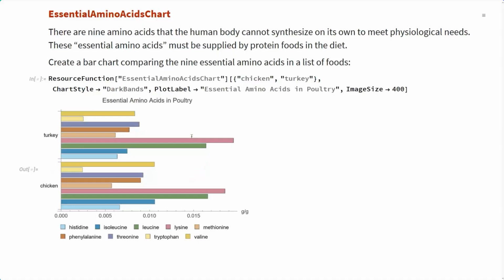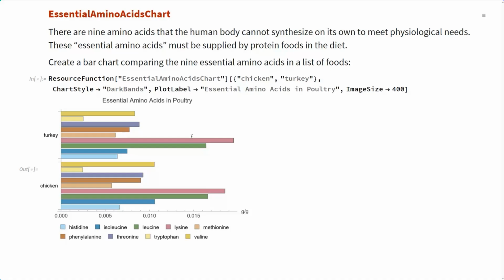Of those 20 amino acids, there are 9 that our body cannot synthesize on its own. And we need those amino acids for our physiological needs. These are called essential amino acids, and that's because they must be supplied by those protein foods in our diet. So they're essential to our diet, right? And so we've also created a resource function here where you can just pull the essential amino acids quickly and efficiently for the foods listed.